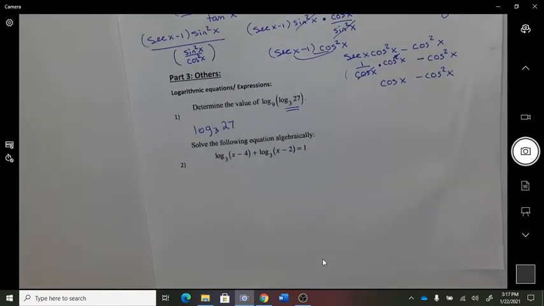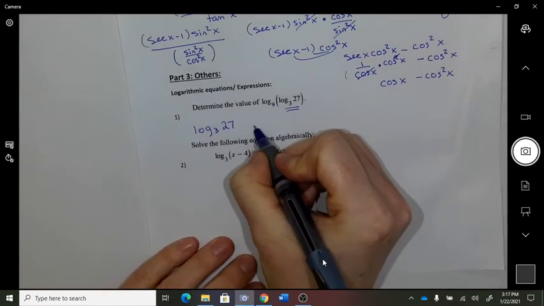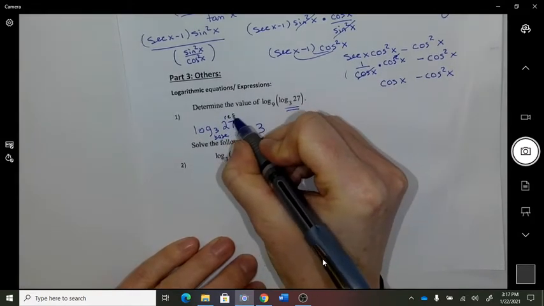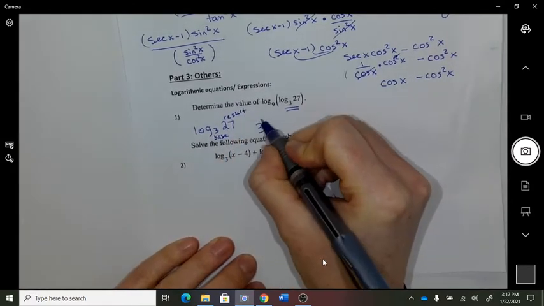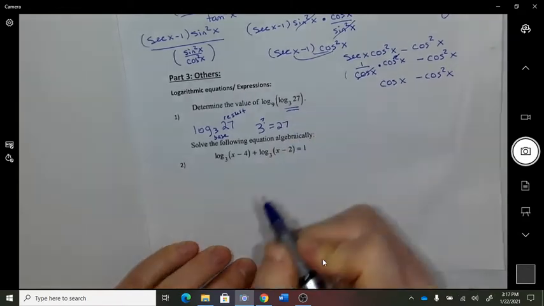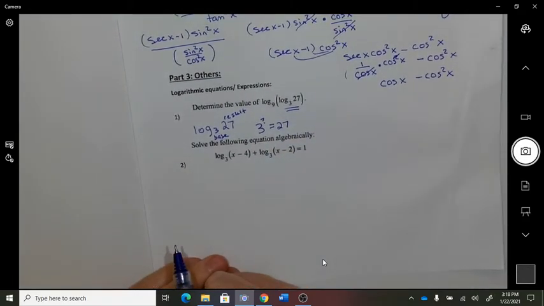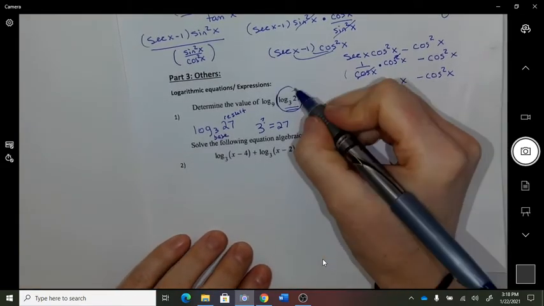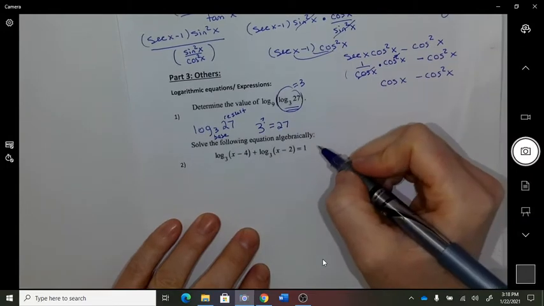So remember that this is your base and this is your result. So we have to think about what exponent does that. So that would be a 3. So this is equivalent to 3.